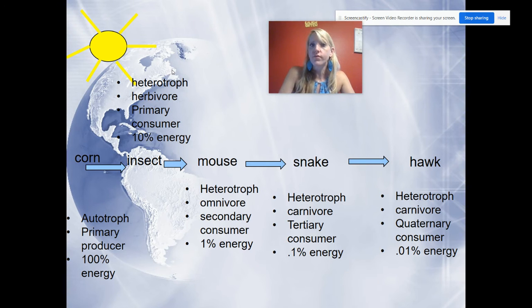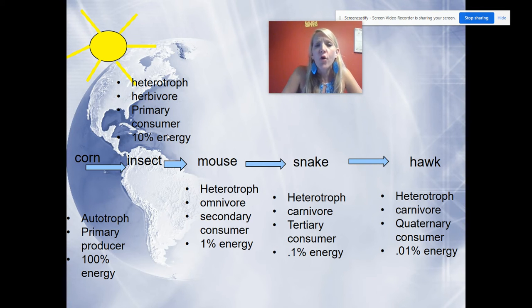Second one is the insect. The insect is a heterotroph, right? Because it has to eat something. It is an herbivore because this insect, I just said insect just to make life easier, only eats plants, okay? So it's an herbivore. And then a primary consumer, because it's the first one in the food chain, and it loses 10% of its energy as heat, remember? And so 100% here, 10% here, because it lost energy as heat.